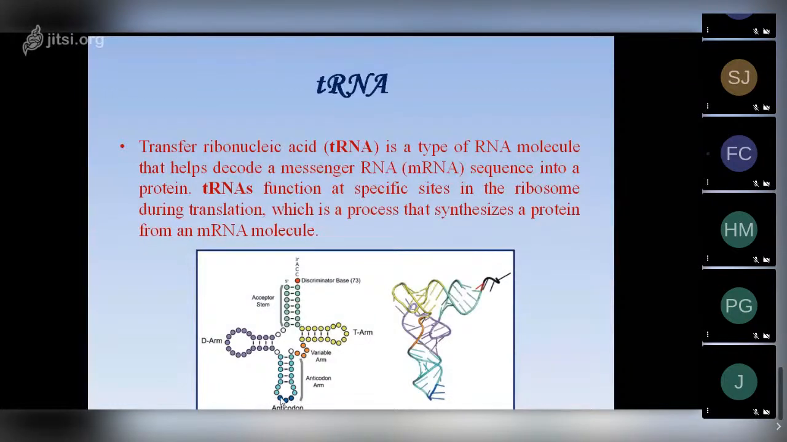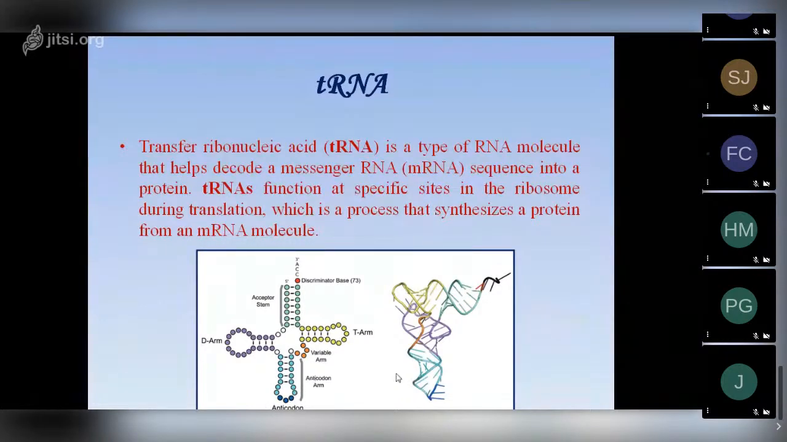That means when it will bind with the mRNA, the codons. What is a codon? Three nucleotides get together to form one codon. That codon will interact with this portion of the tRNA, and as it is the anti of the codon, for that reason this is known as the anticodon loop.